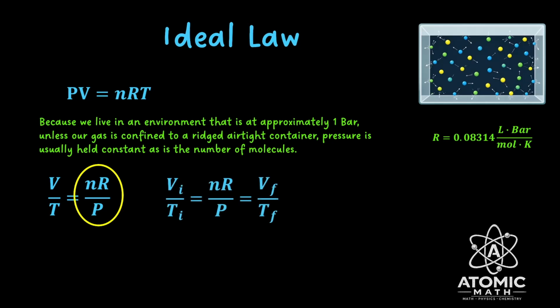So I can also say that V initial over T initial is equal to this constant, and therefore V final over T final must also be equivalent. So I can just get rid of this middle term and directly say that my ratio of initial volume to temperature has to equal my ratio of final volume to temperature.